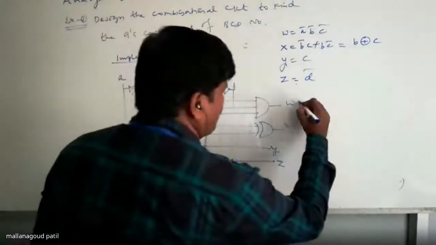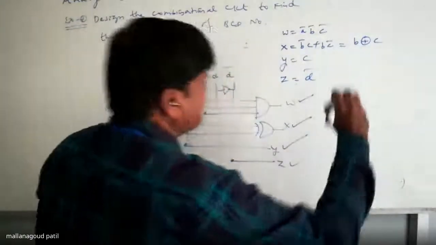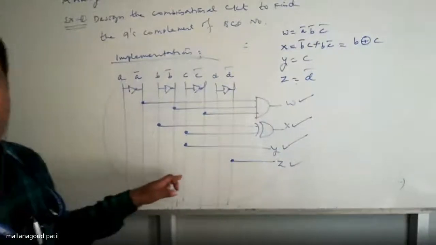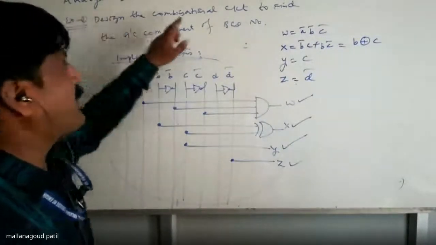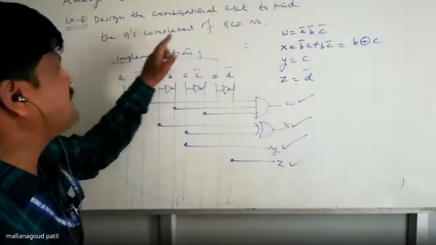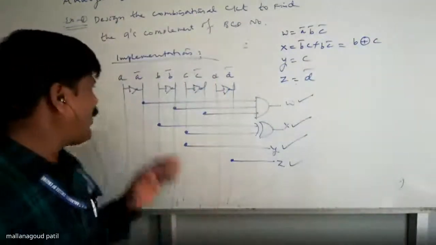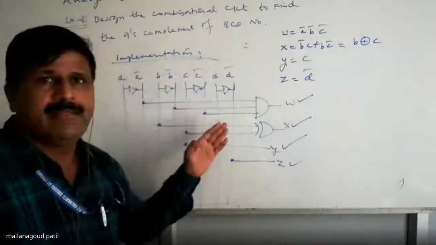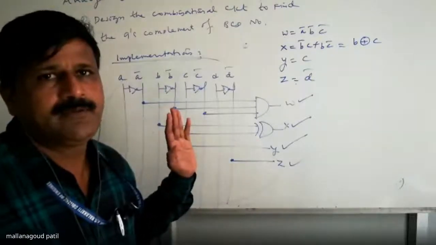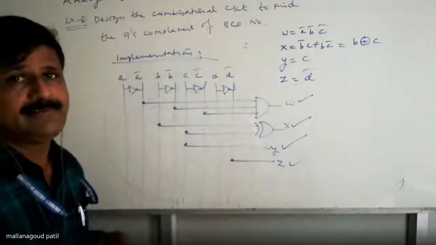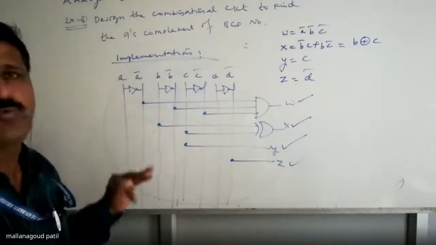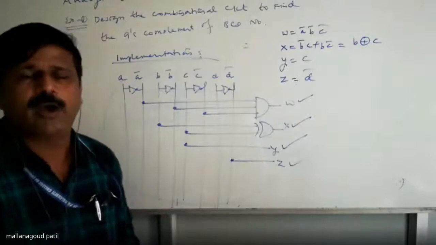You have outputs W, X, Y, Z, and this is the hardware. It's okay. Which was designed by your problem statement? See here: design the combinational circuit to find the 9's complement of the BCD number. You give inputs A, B, C, D and you will get W, X, Y, Z. Compare it later with that table. This is the way you are supposed to move for the design of a combinational network.